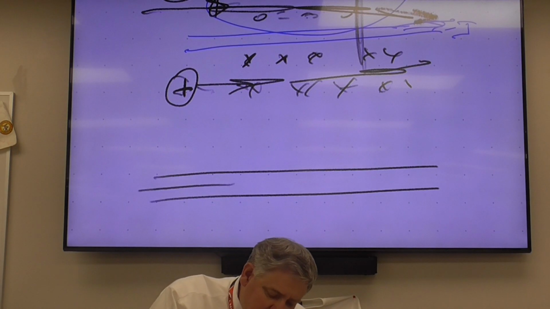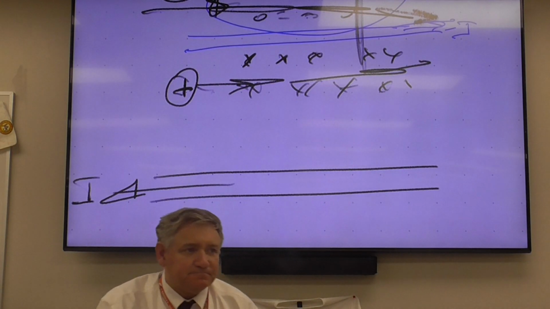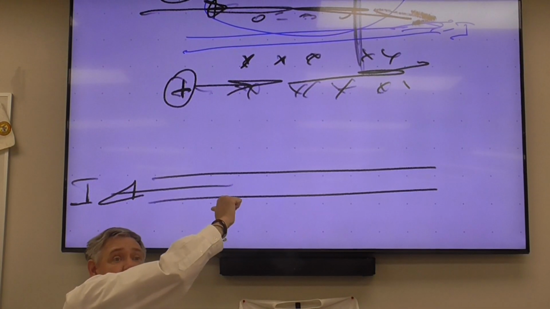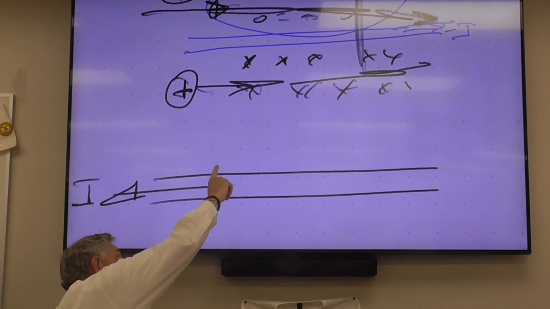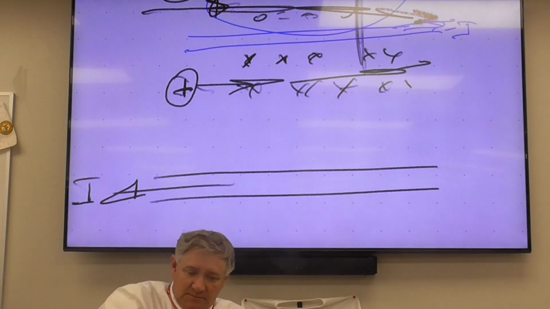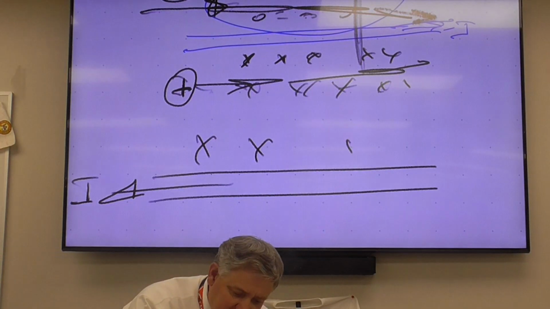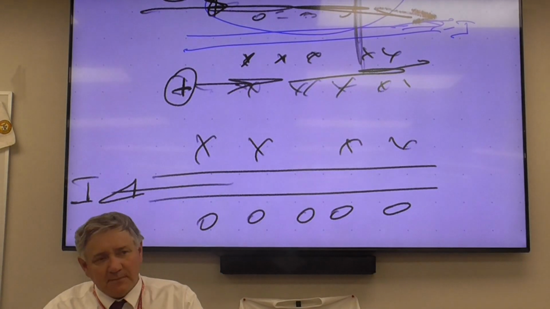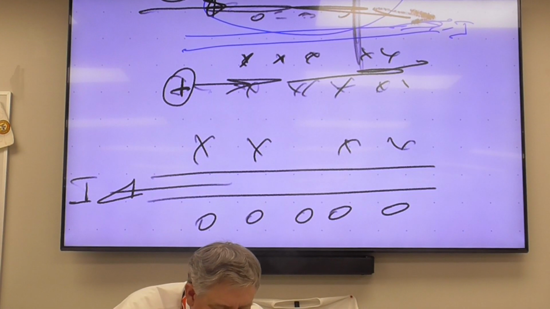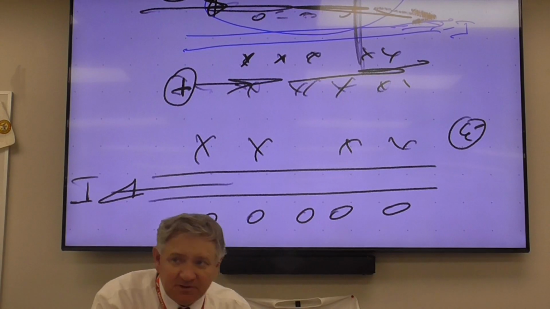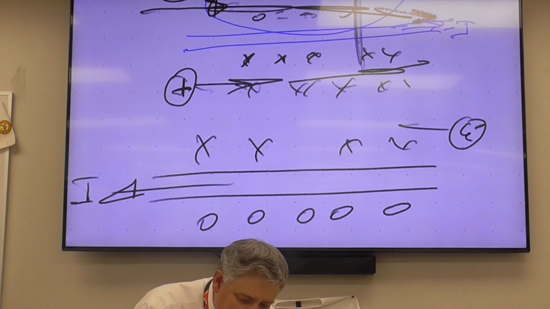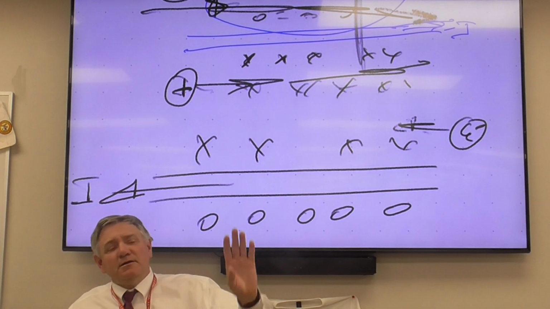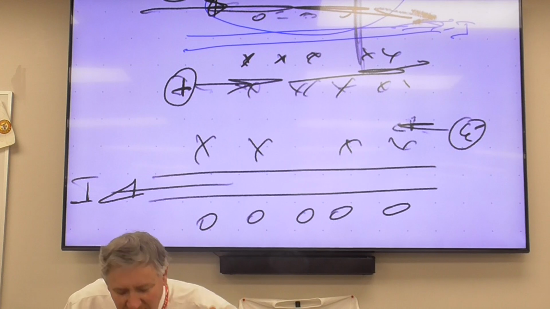Now, what if the current was going in the opposite direction? So your current's going like this, right? So what's going to be on the top of the wire? X's. We're going to have X's on the top and O's on the bottom. But now I'm going to shoot an electron in this direction.